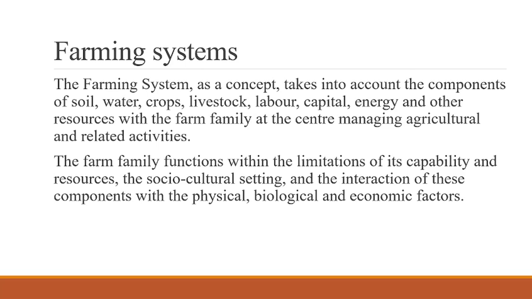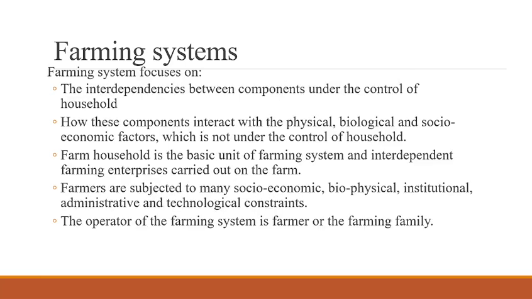The farming system focuses on the interdependencies between components under the control of a household and how these components interact with the physical, biological, and socio-economic factors which are not under the control of a household. So the farm household is the basic unit of the farming system and the interdependent farming enterprises carried out on the farm. In addition to that, the farm family or a farmer is the operator of the farming system.